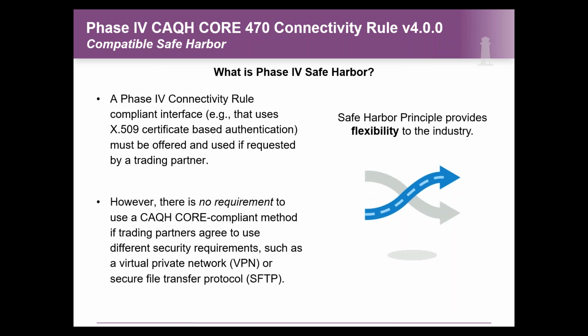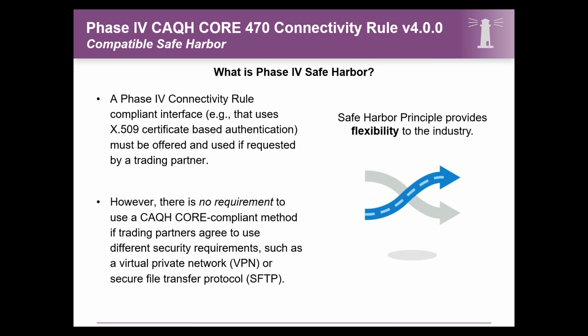On the next slide, delving into the safe harbor principle, the Phase 4, just like in the previous phases, does have and require support of a safe harbor. So what is the Phase 4 safe harbor? Basically, Phase 4 safe harbor is the Phase 4 connectivity rule requirements for a compliant interface to allow the transactions to be conducted in a way that all trading partners can conduct the transactions in.